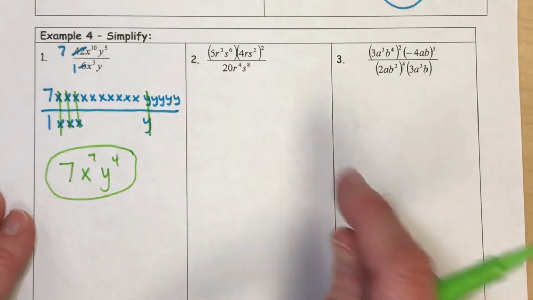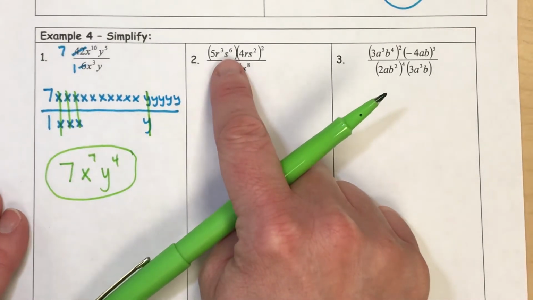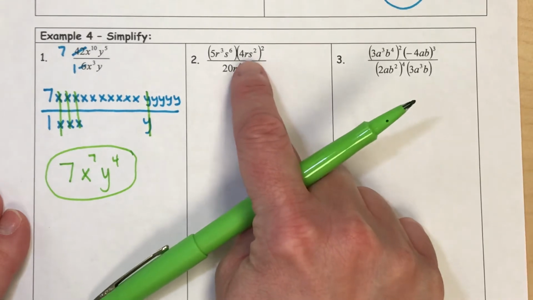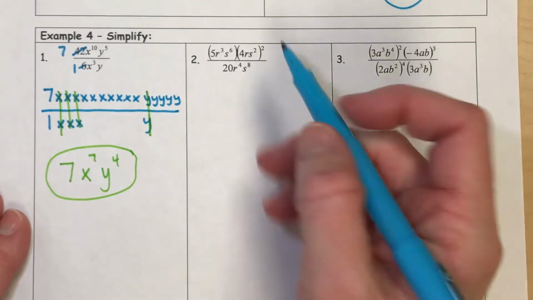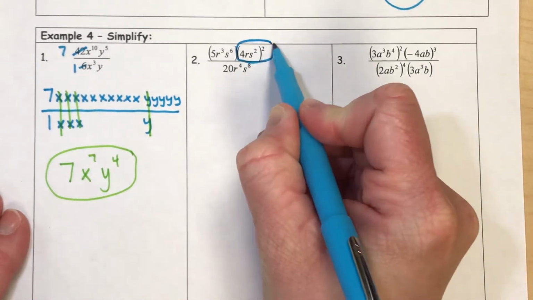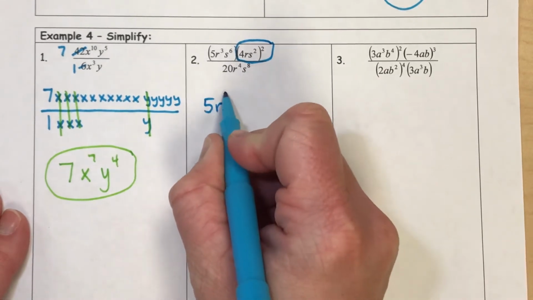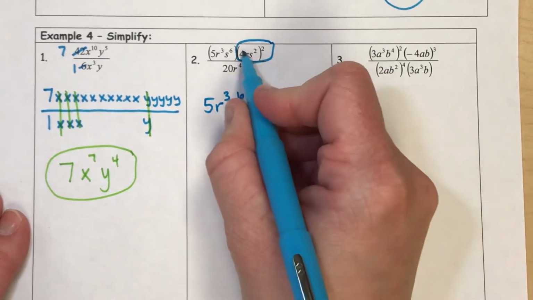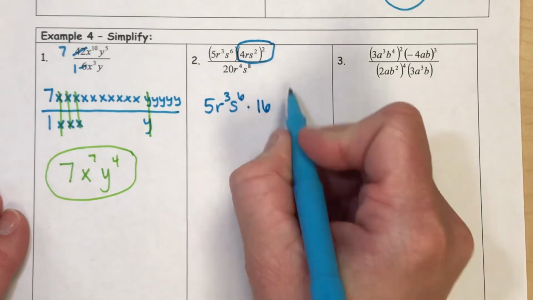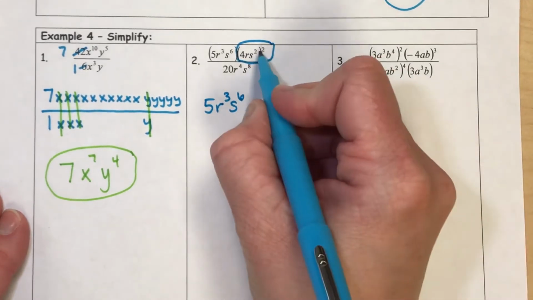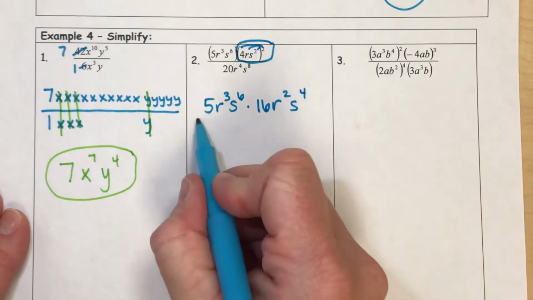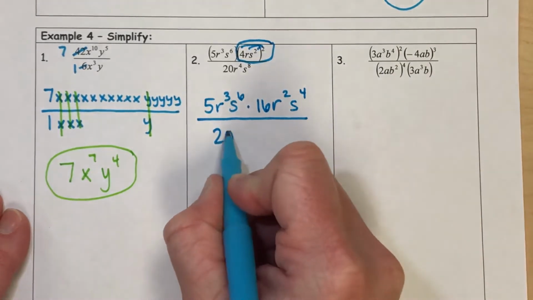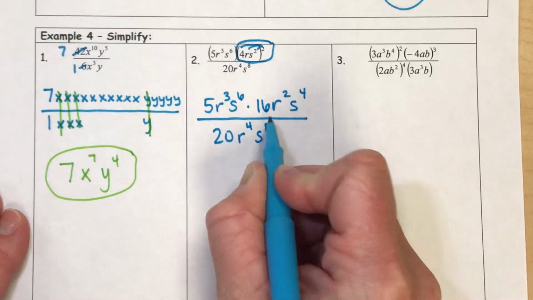Now here's the next one, 5r cubed s to the 6. But then this group here I want to square. 4 squared, r squared, s squared, squared. And then we'll start working with the denominator. First I'm going to address this right here. So 5r cubed s to the 6. 4 squared is 16. R squared and s now multiply. So 2 times 2 would be a 4 for my s. In the denominator, 20 r to the 4th, s to the 8th.